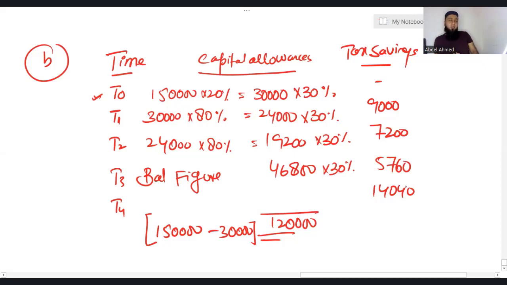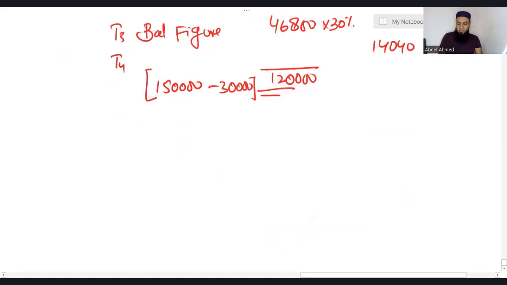Okay, now let us try to discuss the logic. What is the logic behind this? When the examiner says investment is made at the start of accounting period, why do we start tax saving from capital allowances from T1? Second, if the question says investment is made at the end of accounting period, then why do we start tax saving calculation from T0? What is the logic behind this?